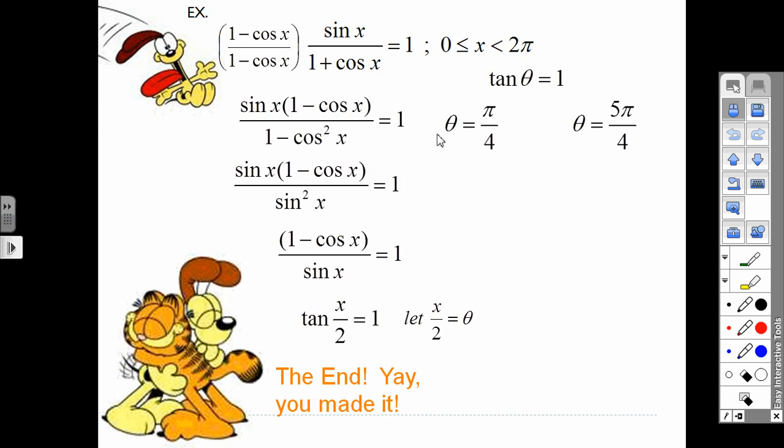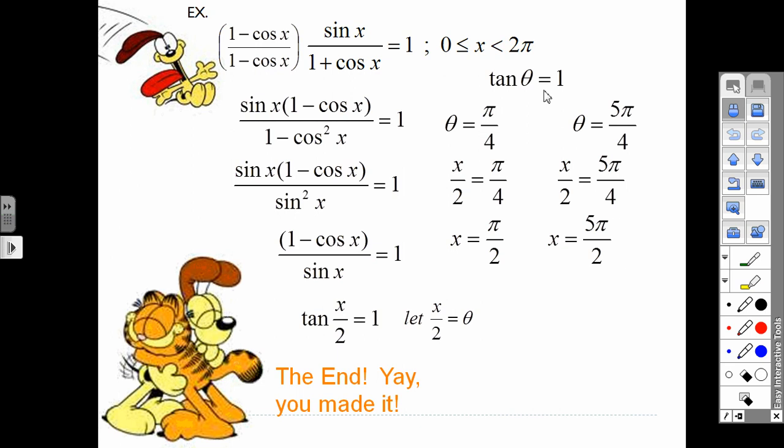But remember, we're trying to solve for x, we're not trying to solve for theta. So the next order of business here is to go back and resubstitute this back in for theta, turn that back into the x over 2, and now I can multiply and solve for x. So actually get x equals pi over 2. So there's one of our answers. Let's do the same thing over here, replace this with x over 2, multiply by 2, and we get 5 pi over 2.